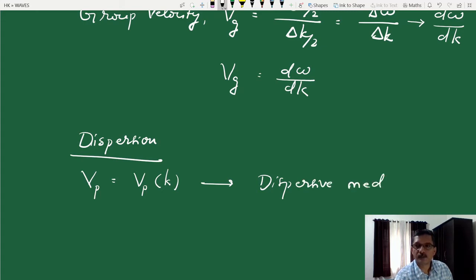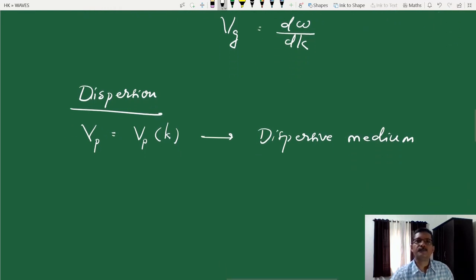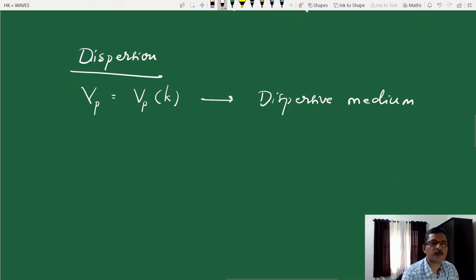So if a wave is passing through a medium and its phase velocity varies with wavelength or equivalently wave number, then that phenomenon is called dispersion, and that medium is called a dispersive medium. Let us consider an example. Glass is a dispersive medium for light or electromagnetic waves. We can easily observe this in the case of visible light. When white light passes through a glass prism, it undergoes dispersion and we see different colors separated. We call it dispersion.